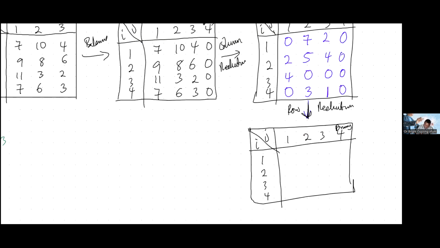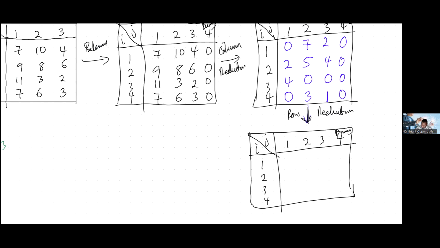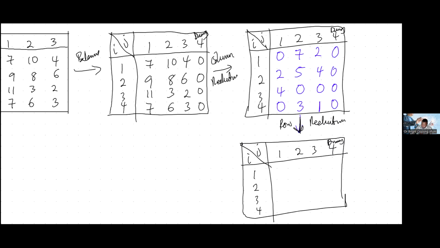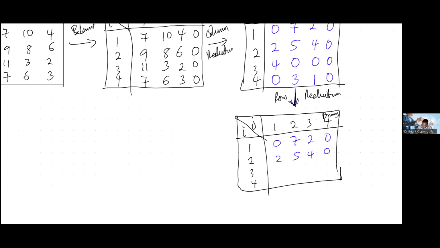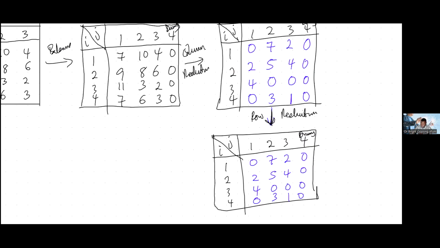So when I do the row reduction, right, the number of so is 0, so 0, 7, 2, 0. So I have 0 here, so 0, 4, 5, 2, right? So it's just the same thing, 4, 0, 0, 0, then 0, 3, 1, 0. So the row reduction leads us to the same column reduction, right?